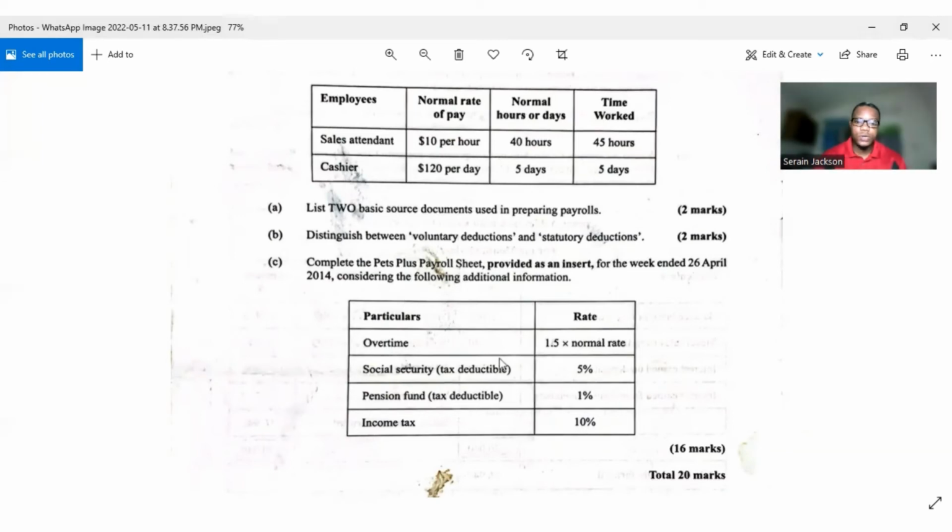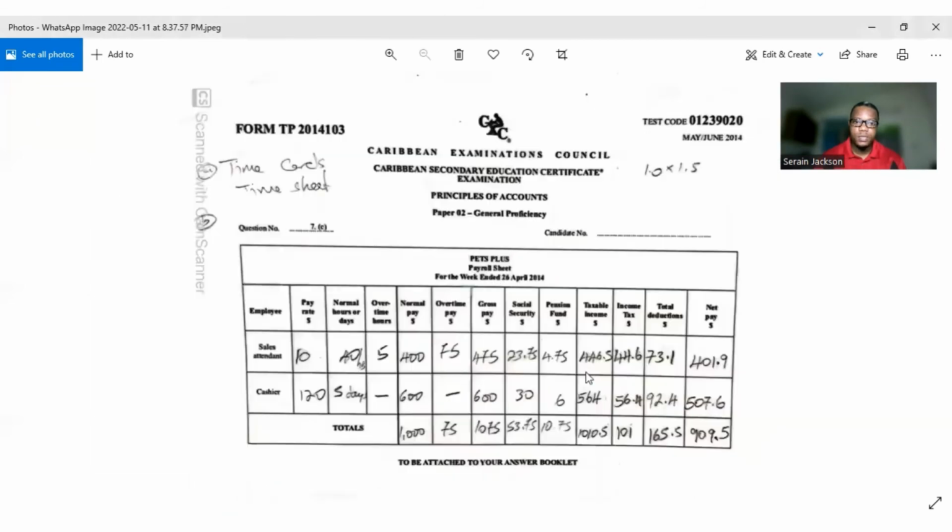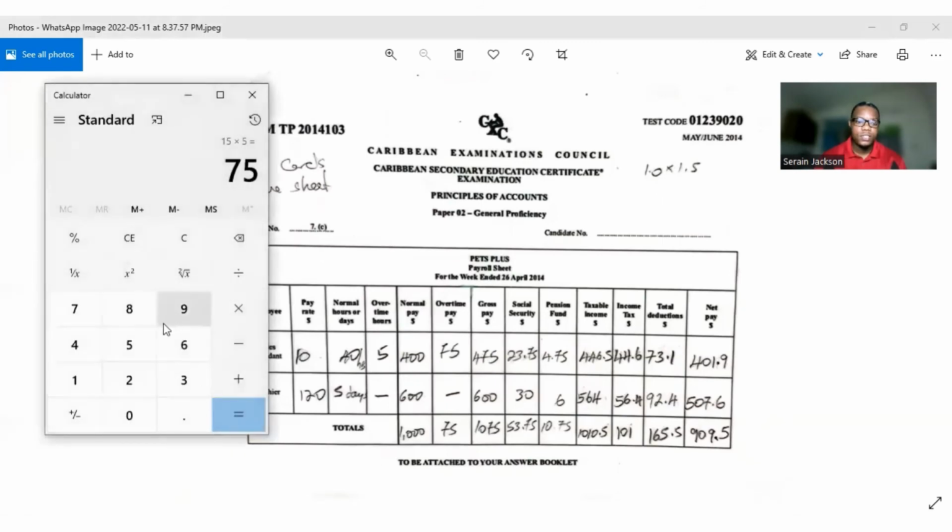So Social Security is a statutory deduction that must be taken out of people's salary. So the Social Security is 5%. It would be 5% of your gross pay, right? So it's 5% of $475. How would you type that in a calculator? You would say 5 divided by 100, or you can say 0.05, right? So look at it here, 0.05, multiply now by 475, and that would give you $23.75, as is indicated right here.